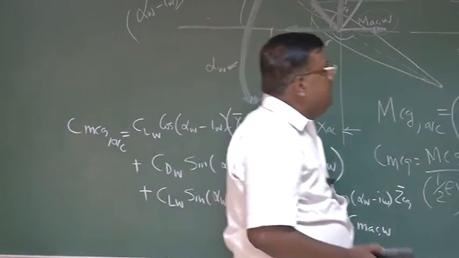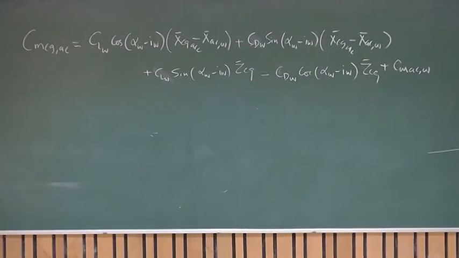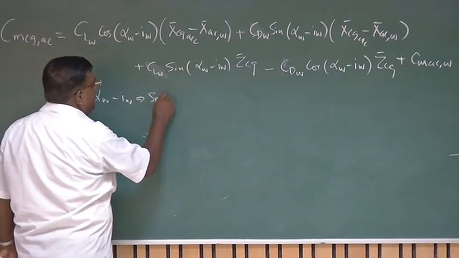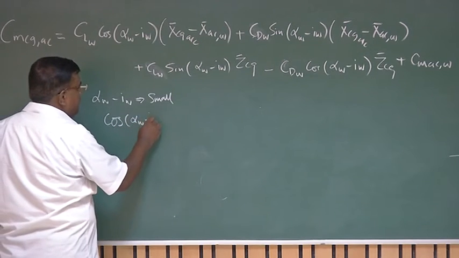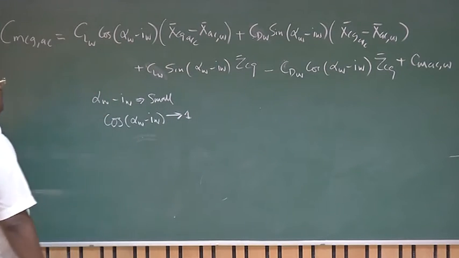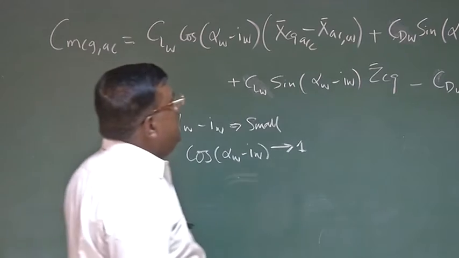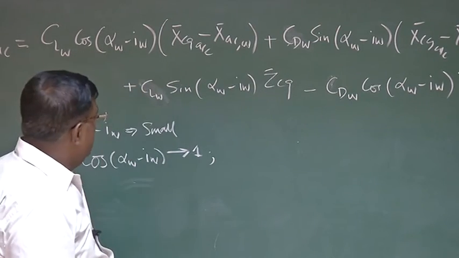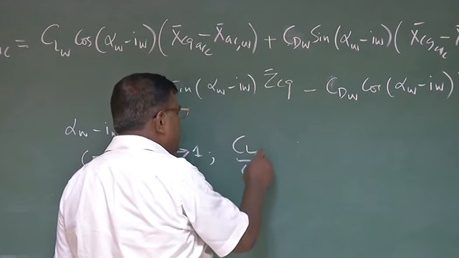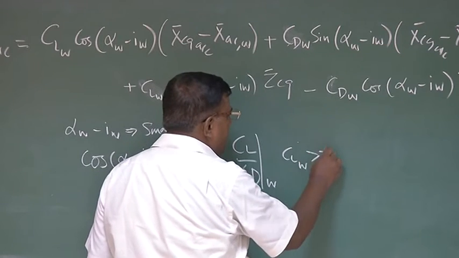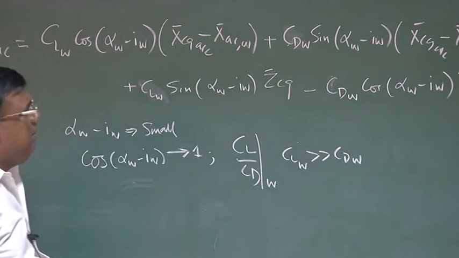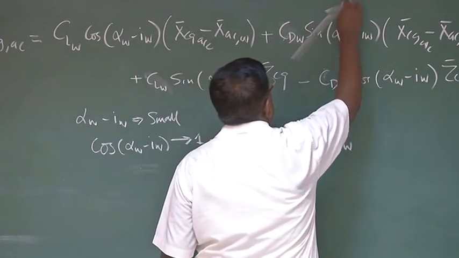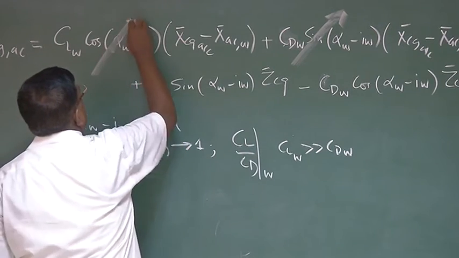So let me start writing this expression only so that we can focus more on this. What we will say now, let alpha W minus IW is very small. So cos of alpha W minus IW tends to 1. Also, we try to simplify it further. We are not happy just this term will become 1. We say CL of the wing is greater than CD of the wing, and alpha wing minus IW is small. Our aim is very simple. We want to make a cleaner term. We want to get rid of this. We want to make sure this becomes 1.